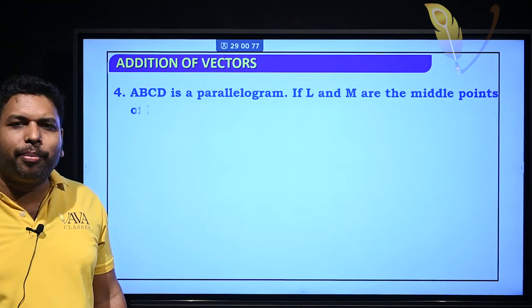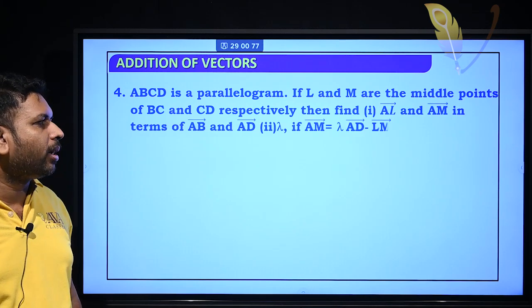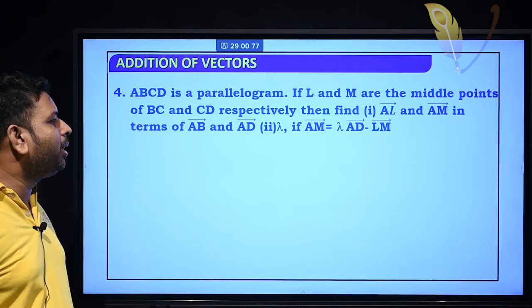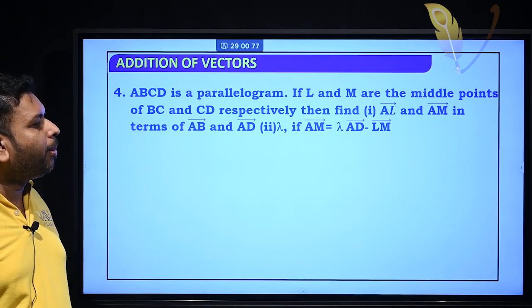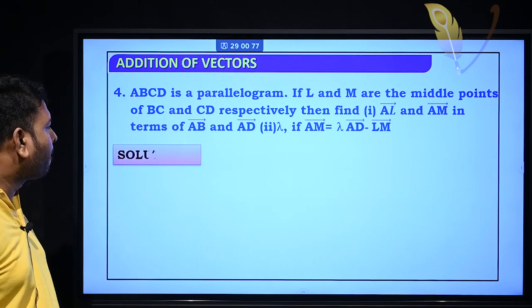ABCD is a parallelogram. If L and M are the midpoints of BC and CD respectively, then find AL and AM in terms of AB and AD. Lambda, if AM = lambda AD minus LM.